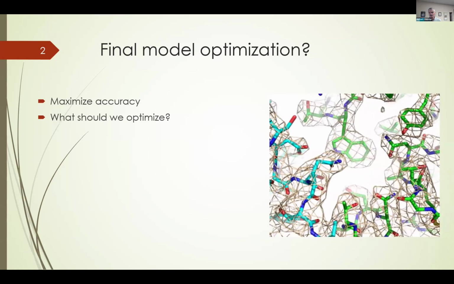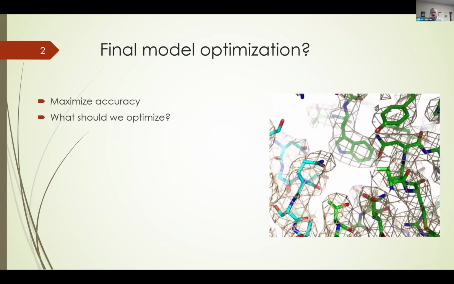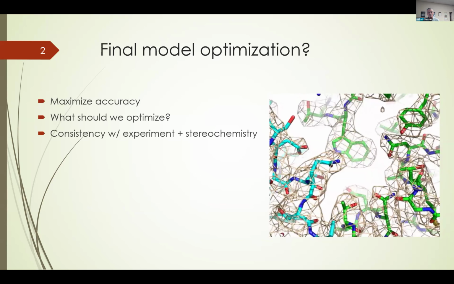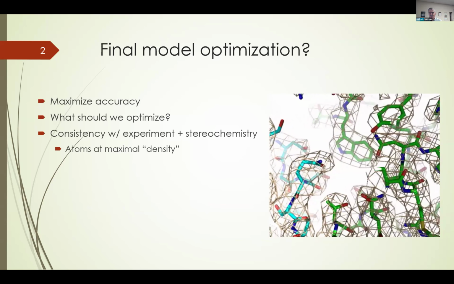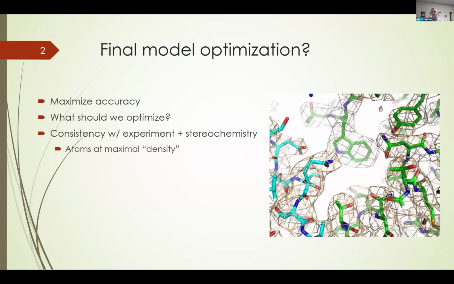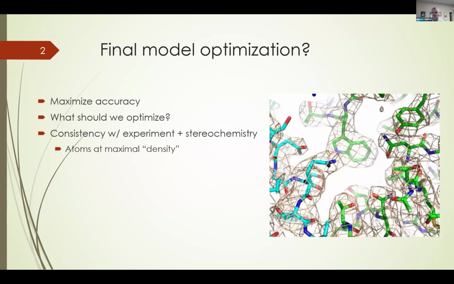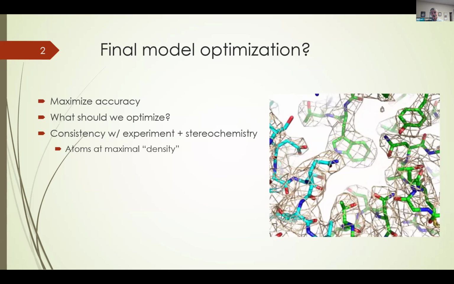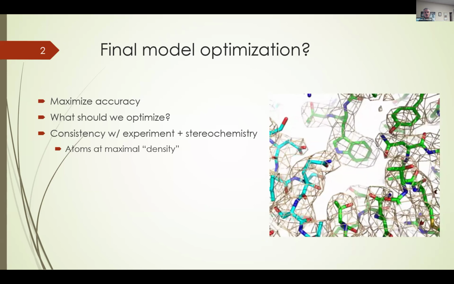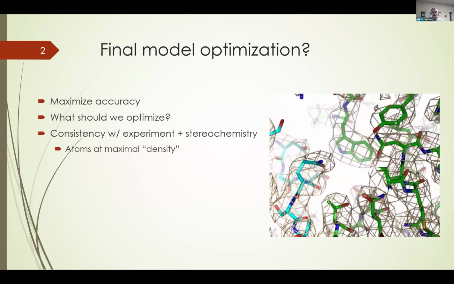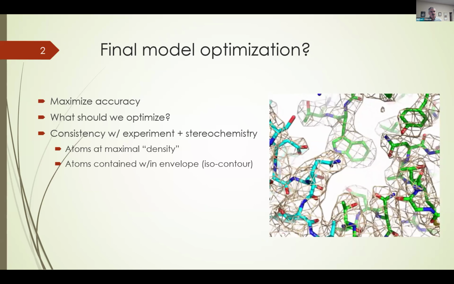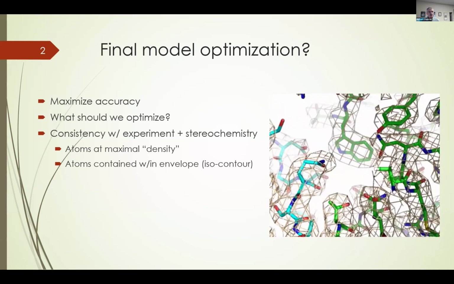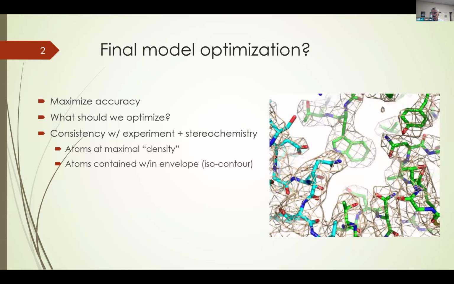But what do we mean by improving the consistency of model with experiment? Exactly. And there are several possible answers. We could place atoms at the highest density. And I note here that I'm talking as a crystallographer, as if this is electron density, but you know that really what we're talking about here is a Coulombic potential map. We can fit atoms within an isocontour, within an envelope, a bit like we all do using software like Coot.